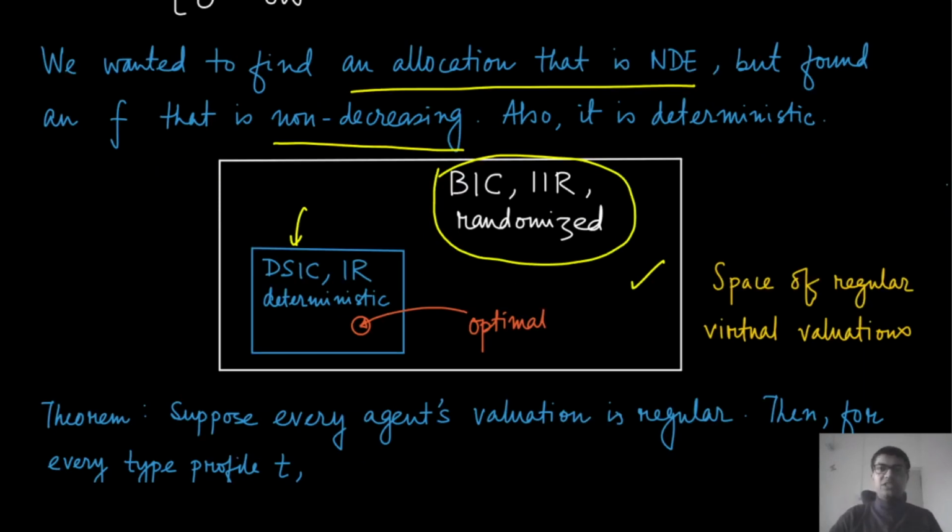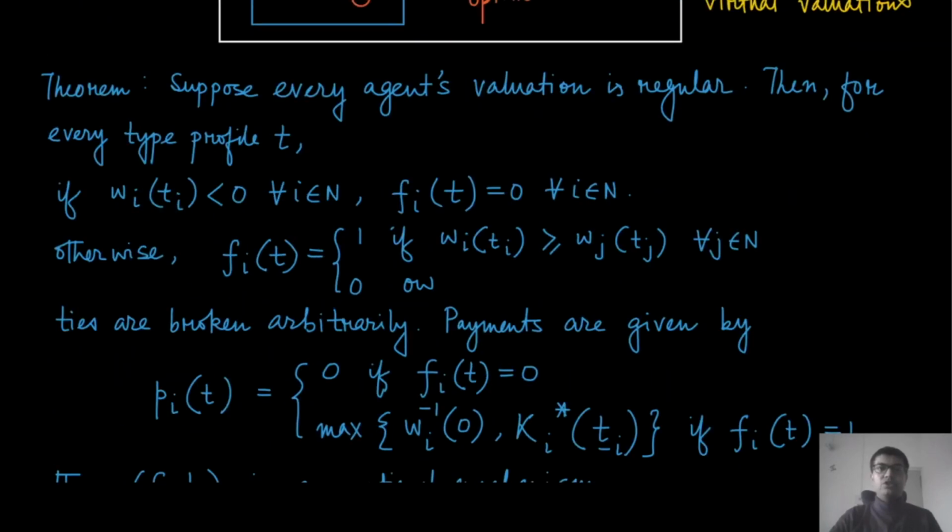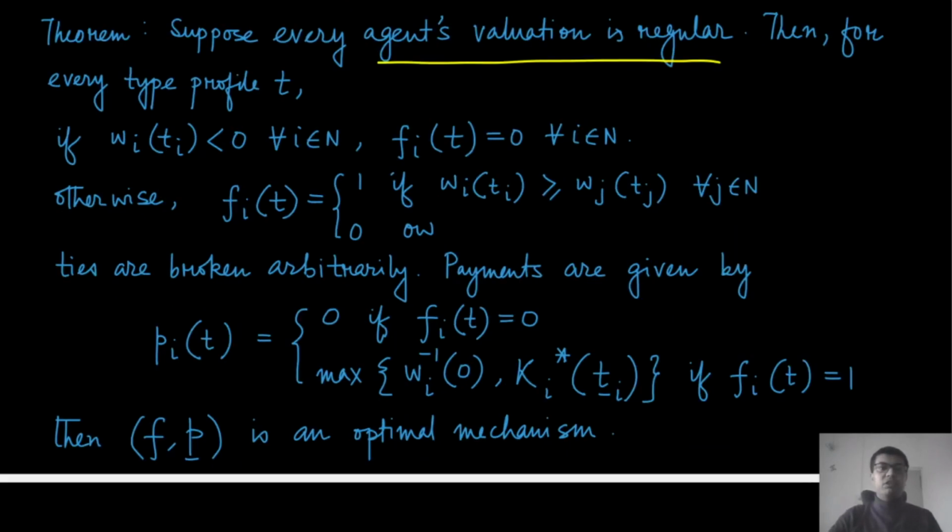So with the discussions that we have done in the previous module, we can conclude our understanding into the following theorem. Suppose we assume that every agent has a valuation which is regular. Then for every type profile, if the virtual valuations are negative for all the players, then the allocation is 0. So the object is unsold. This is the unsold scenario. Otherwise, when the object is sold, it is sold to the individual whose virtual valuation is the highest. And ties, if they occur, can be broken arbitrarily.